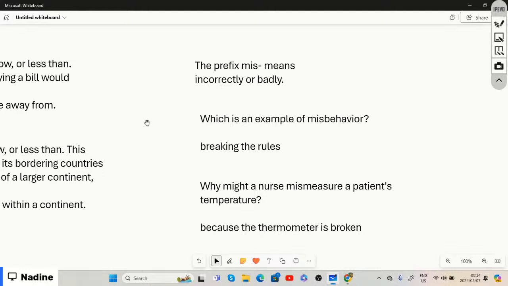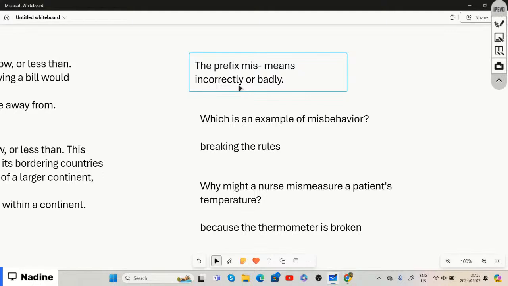And if we look at an example of our prefix mis, it says, which is an example of misbehavior. This is basically a word that we've heard already. And remember, misbehavior is when we are breaking rules, we are not listening. That is misbehavior. It's like you are misbehaving. You're breaking rules, you're not listening.